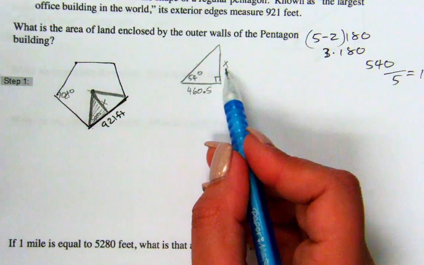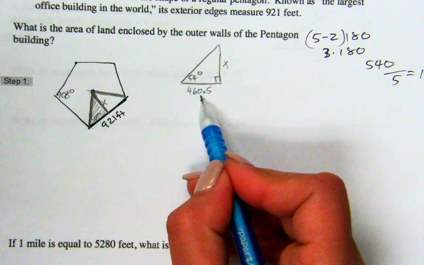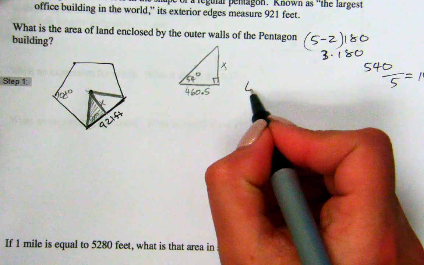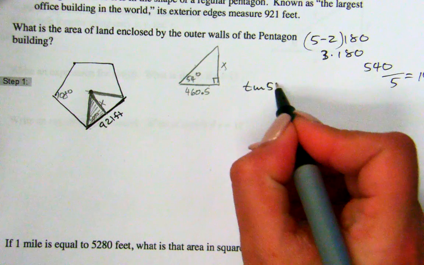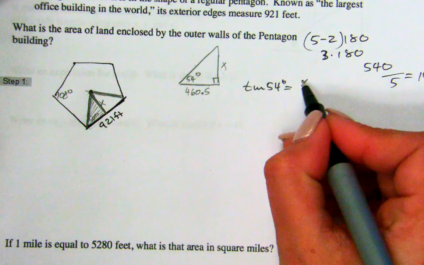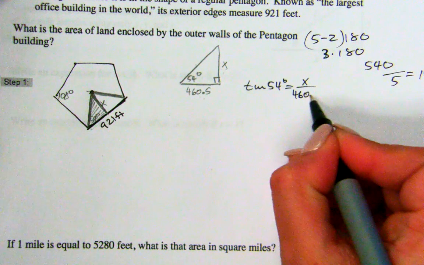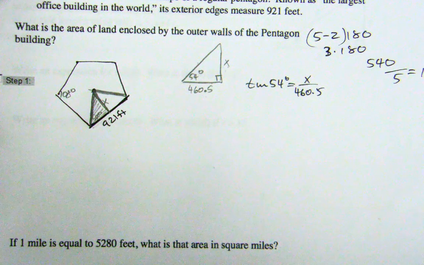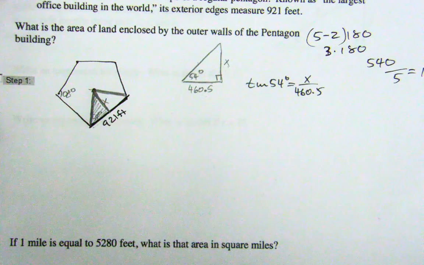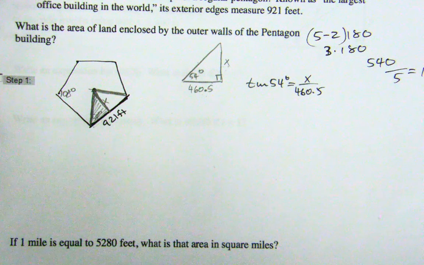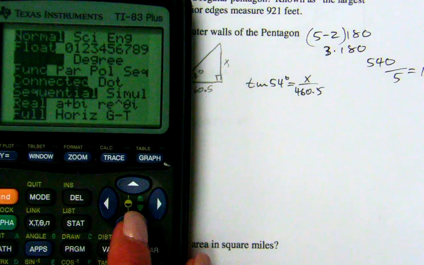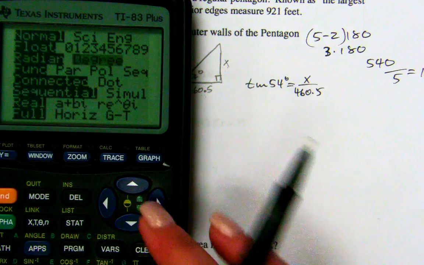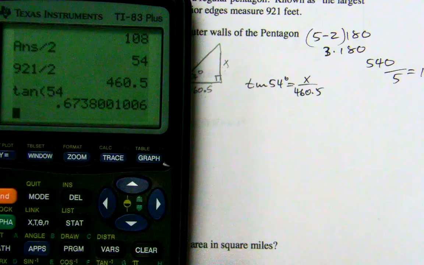So I'm like, okay, well, this should be easy to do. This is opposite. This is adjacent. So opposite and adjacent is tangent. So tangent of 54 degrees, opposite is x, adjacent is 460.5. Tangent 54. Okay, first of all, let me make sure I'm in degree mode. Nope. See, I would have totally gotten that wrong. I didn't even check. It's a good thing I checked. I'm supposed to be in degree. So, let's try this again.